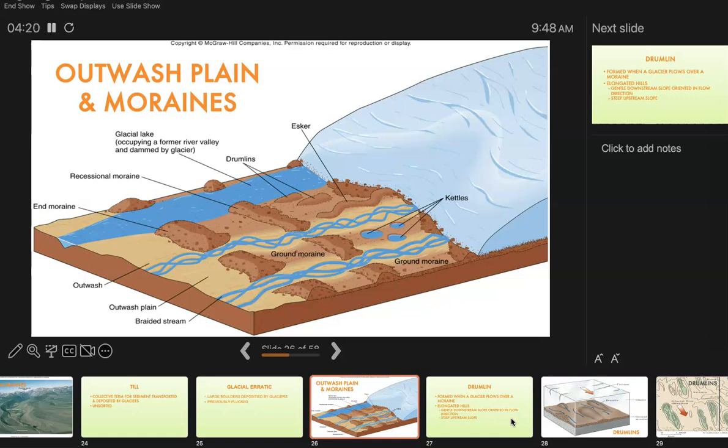Drumlins, much in a similar way. Think of a drumstick, a turkey leg, or the drummy on a chicken wing. These don't exactly look that way, and in reality, they don't necessarily look that way either, but that's what they're referring to. And this is reworked moraine in an elongated direction. And you're going to see some pictures in a moment, both on a topographic map and just another image.